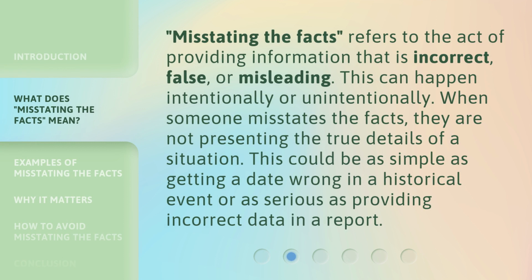Misstating the facts refers to the act of providing information that is incorrect, false, or misleading. This can happen intentionally or unintentionally. When someone misstates the facts, they are not presenting the true details of a situation. This could be as simple as getting a date wrong in a historical event or as serious as providing incorrect data in a report.